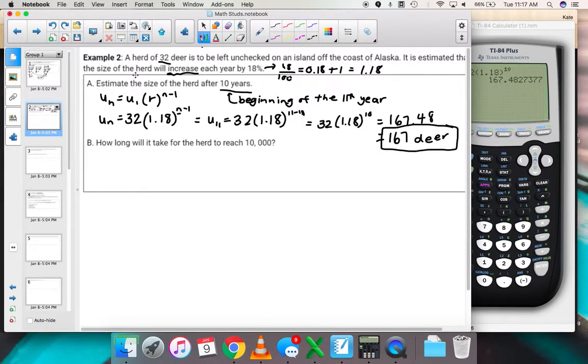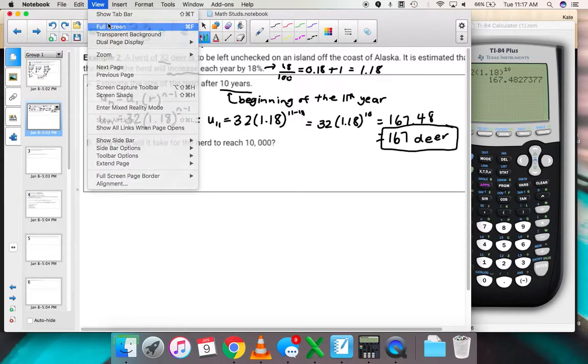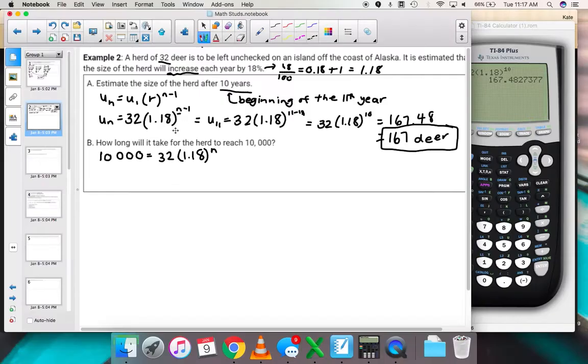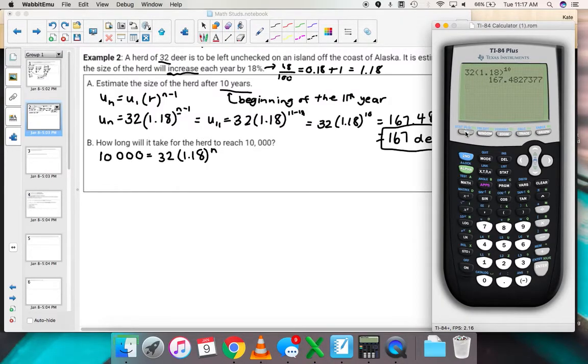Part B is asking us how long it's going to take for the herd to reach 10,000. So our Un in this case is 10,000, and you're looking for the n. So we've got 10,000 is equal to 32 times 1.18 to the power of n. This is the number of years that it's going to take the herd to reach 10,000. So in order to solve this, we could use logarithms, but in math studies, we don't do logs. So the best way to do this is on your calculator. What we're going to do is set up a system of equations, or two graphs here, and we're going to see their intersection point.